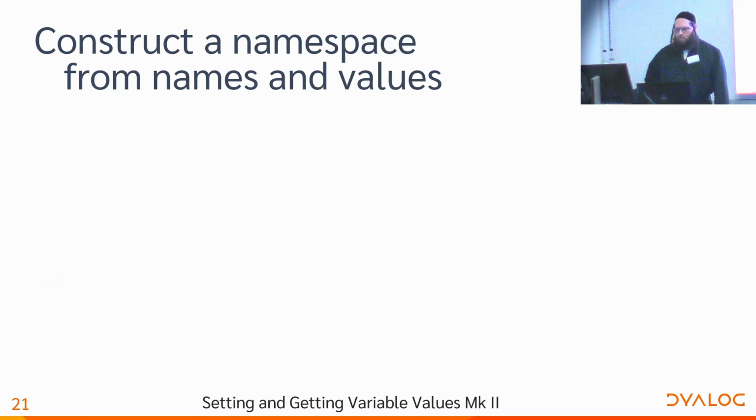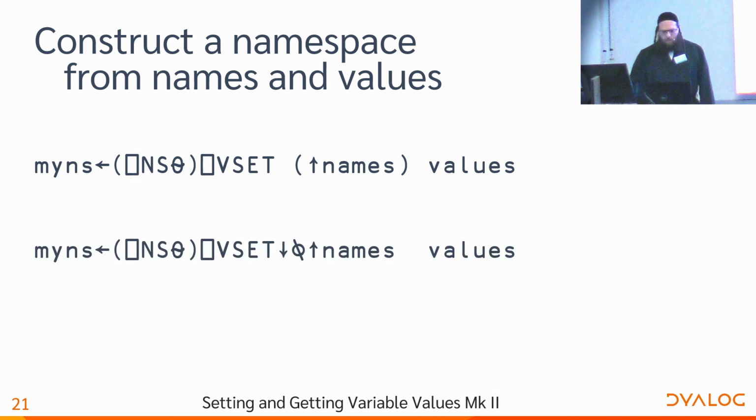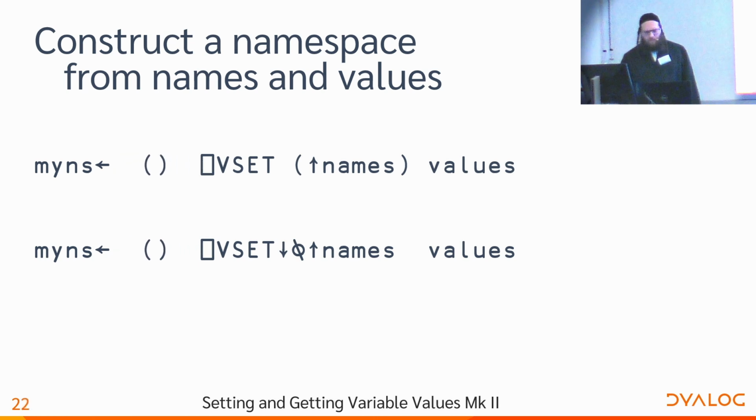Let's say we want to build a namespace. So we have to create a new namespace, and then we can set the values to their corresponding names. Or we can use name value pairs if you want to do that, and use that instead. And then of course, with the array notation, we don't have to have that a little bit ungainly parenthesization there on the left. We can just create a new namespace cleanly.